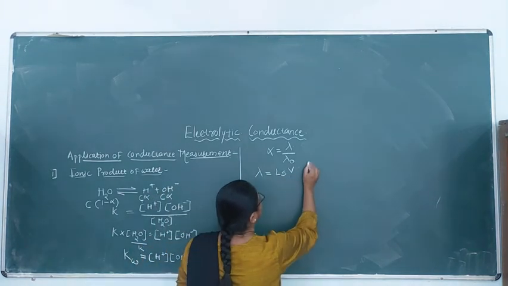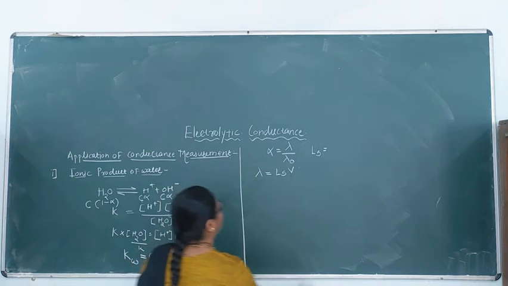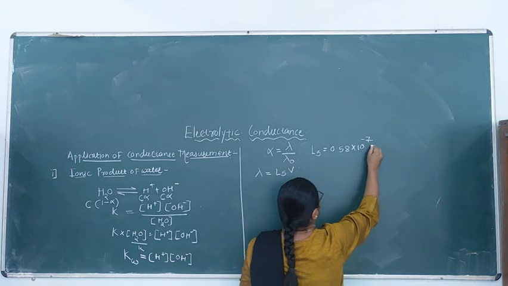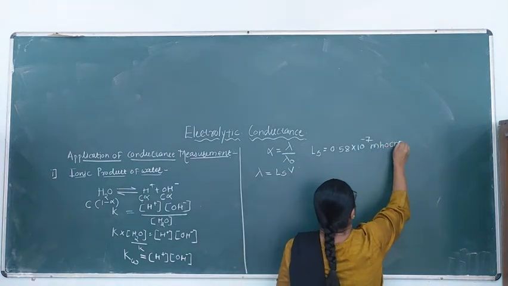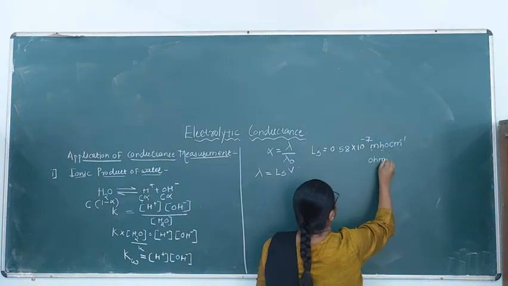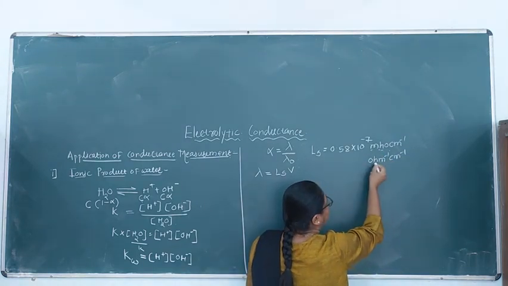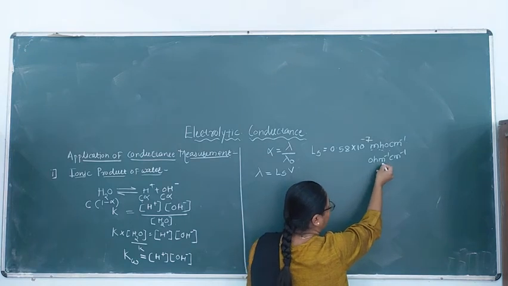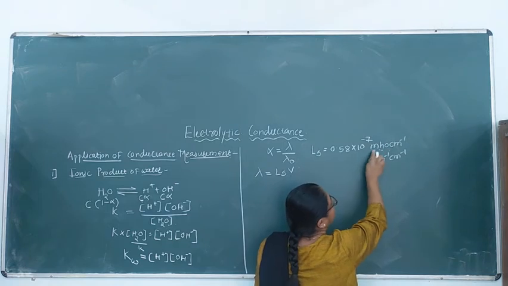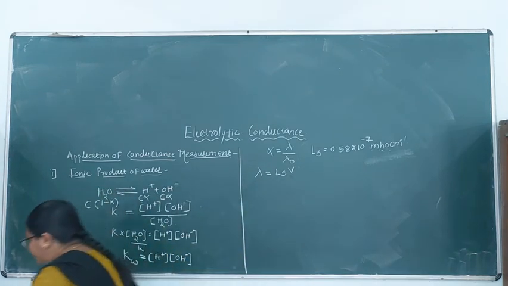Now, the value of Ls, that means the specific conductivity of water, is 0.58 into 10 to the power minus 7 mho per centimeter. Now, what is this mho? Actually, we know that specific conductance has the unit per ohm per centimeter. Actually, this is ohm inverted, mho. As the inverse is taken, it can be written as mho. Instead of writing per ohm, we can write it as mho. Alright? Okay. So this is the specific conductivity of the water.